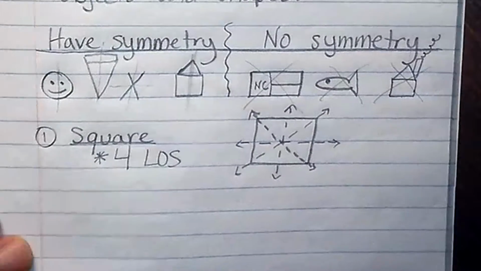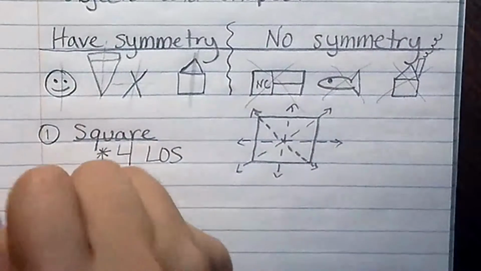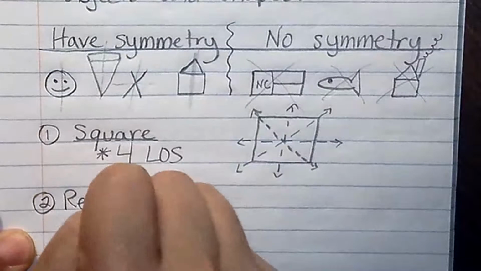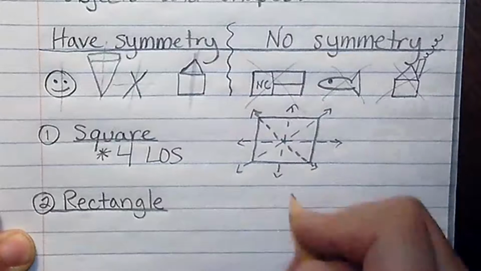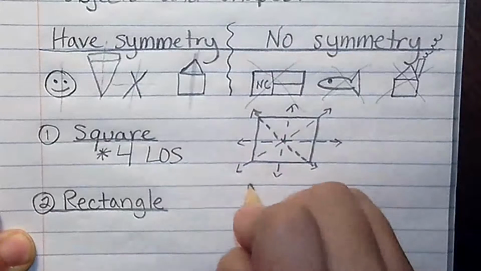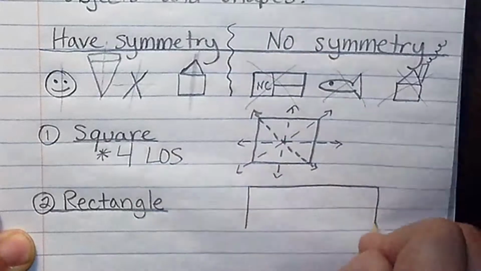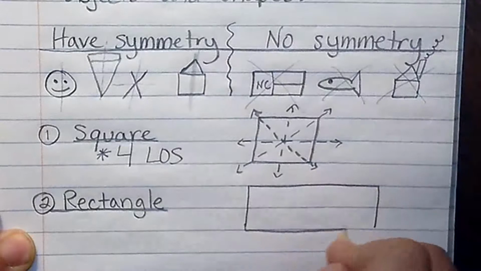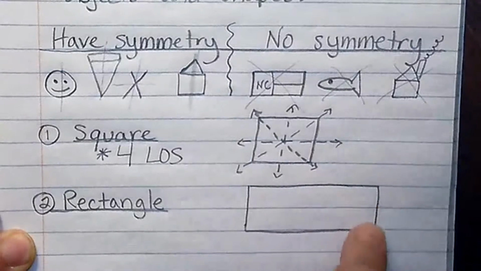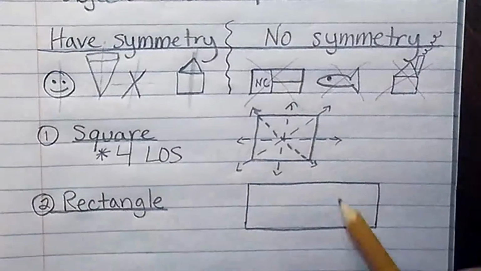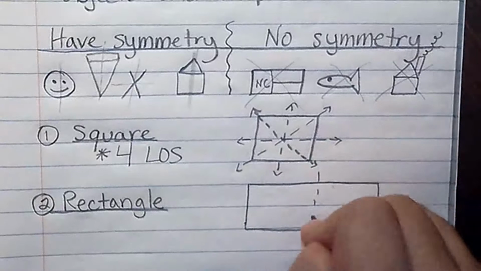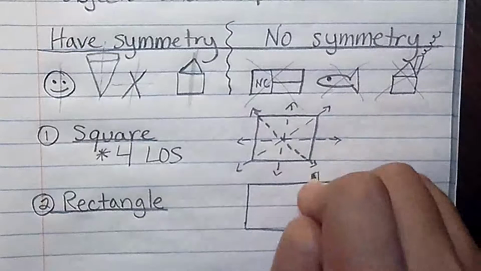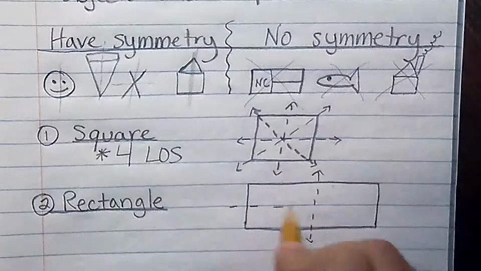All right, let's move on to a rectangle. A rectangle is very similar looking to a square. We've got our 4 90-degree angles, we've got perpendicular lines, we have parallel lines. This is a rectangle and it does have lines of symmetry. I could split it right down the center, or I could split it right across the middle.